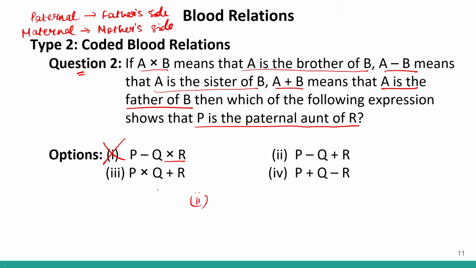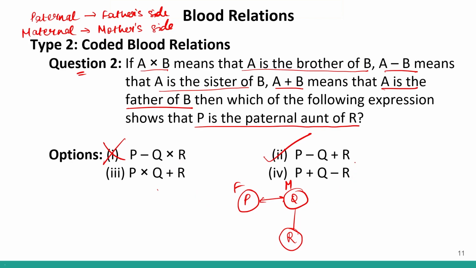Option number 2, P minus Q means P is the sister of Q. So P will be female, sister of Q. Q's gender is unknown. Q plus R means Q is the father of R, male. R's gender is unknown. So in this particular case, is P the paternal aunt of R? Definitely, because P is from the father's side. P is the sibling of Q, the father of R. So in this particular expression, we can say that P is the paternal aunt of R. So the answer will be option number 2.